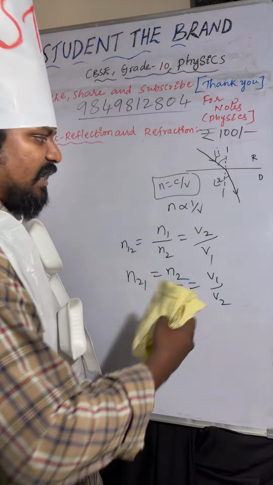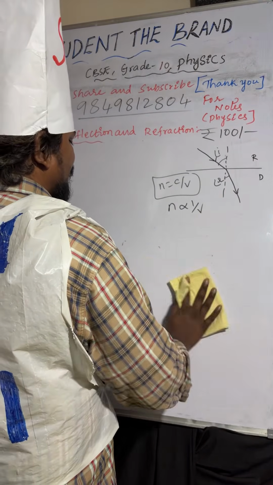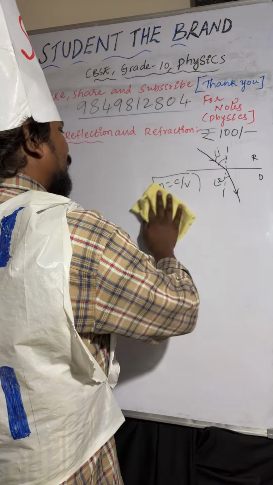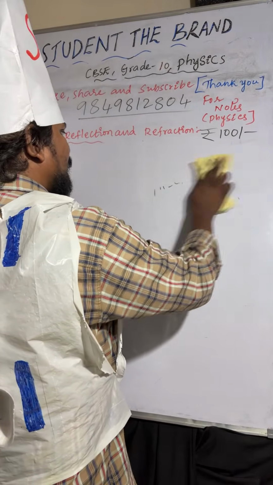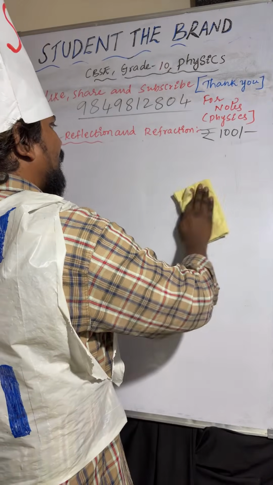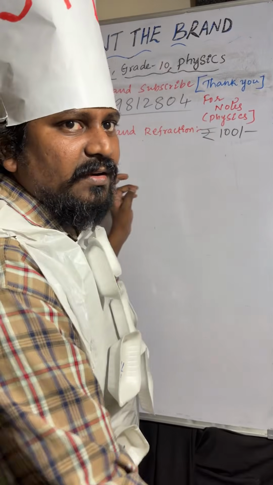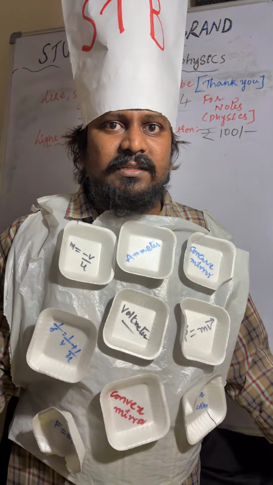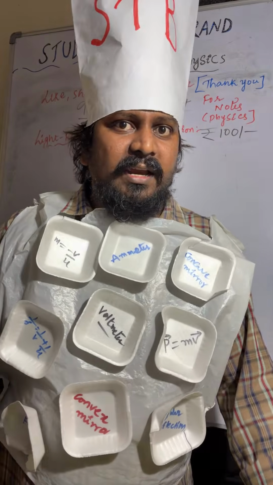Next, I will explain Snell's law. The incident ray, refracted ray and normal line lie on the same plane, and the ratio of sine of angle of incidence to sine of angle of refraction is equal to a constant. That is also known as Snell's law.